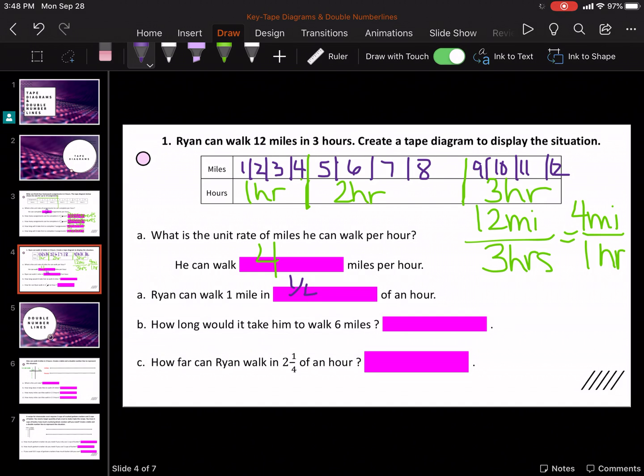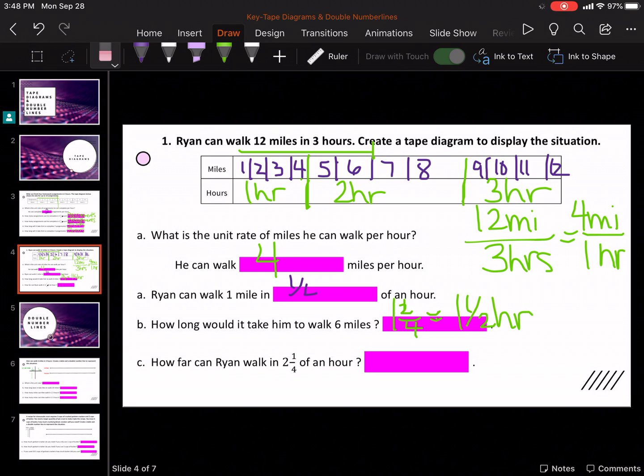Okay, how long would it take him to go 6 miles? Okay, so we're going to go all the way down to 6 miles. Okay, well, that's 1 full hour, and then 2 out of the 4 here. So that would be 1 2/4, which also equals 1 1/2 hour.